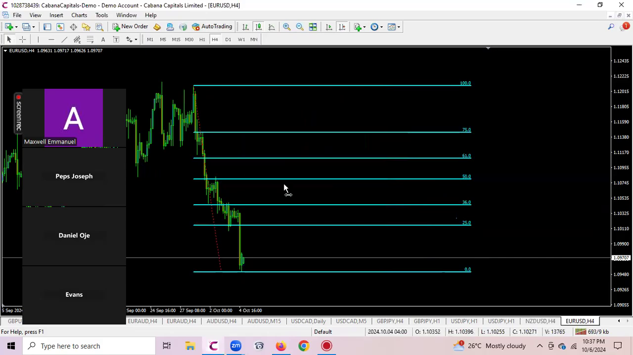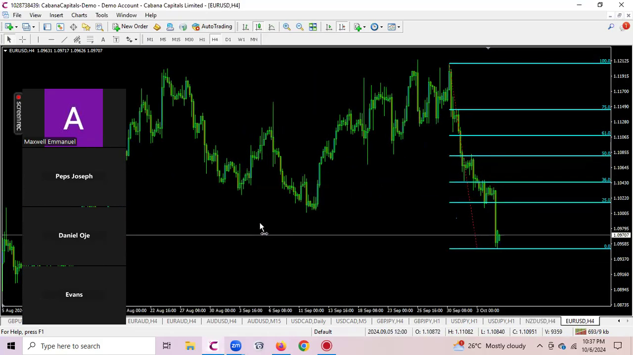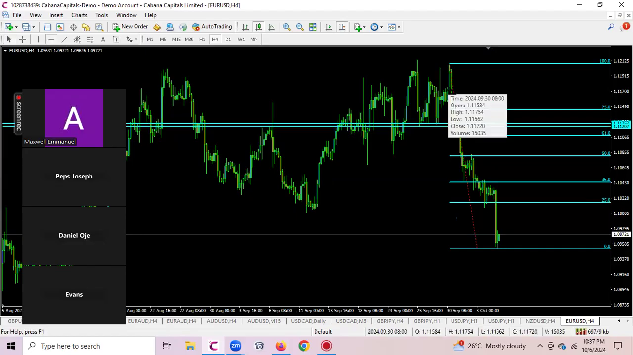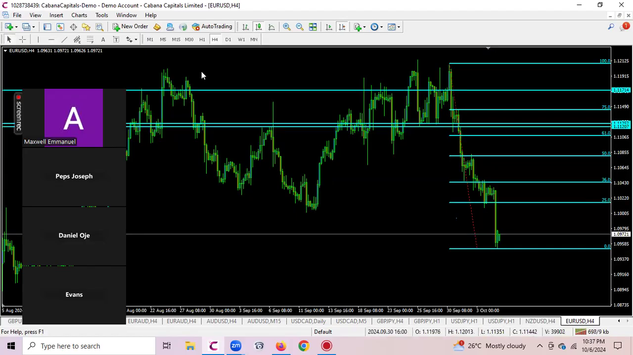So we want to see price pull back to a premium area. Let's identify the fair value gaps at the premium area. We have this. So these are the areas we should be considering selling. You can see these fair value gaps. These are the fair value gaps at the premium area. These are the areas you should consider selling.